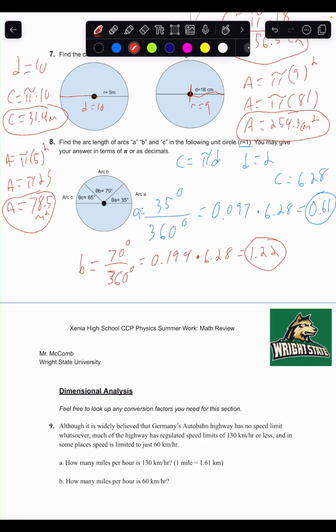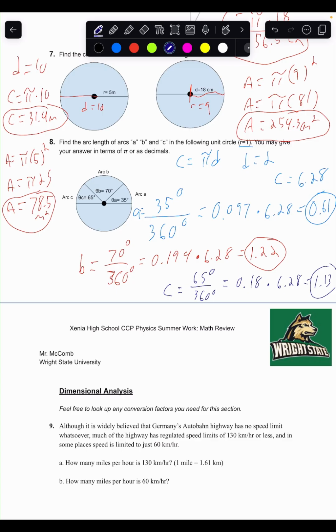2 is fine. And then for C, same idea. 65 degrees is some fraction of the whole circle. 65 degrees over 360 degrees is 18.05% or 0.1805. Let's call it 0.18 is fine. And then multiply the whole thing by 6.28. 1.13 for that arc. Okay, easy peasy.